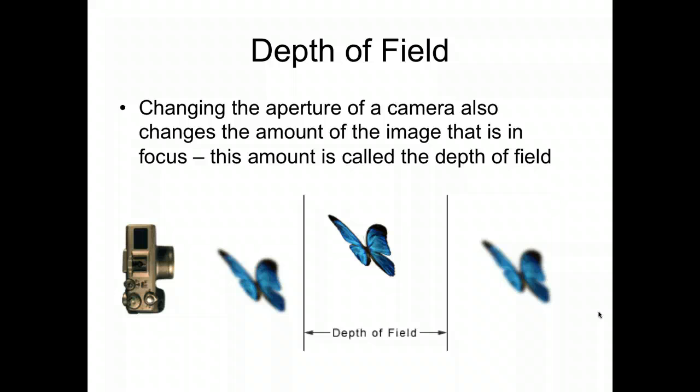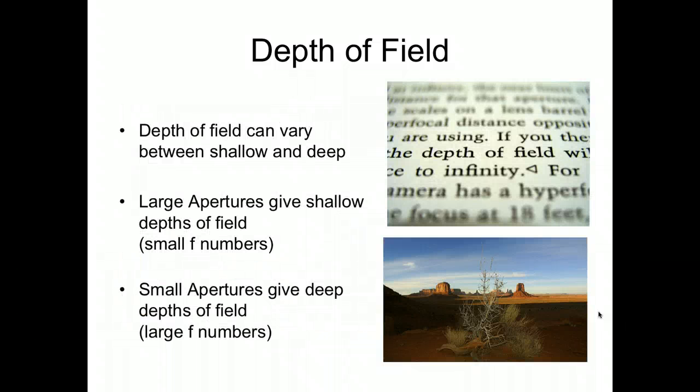The 2 lines that separate the 3 butterflies is your depth of field. The area in between the middle that says depth of field, where the center butterfly is, that area will be in focus. The area in your foreground and the area in your background will be out of focus. Depth of field can vary between shallow and deep. We have 2 different examples over here on the right side.